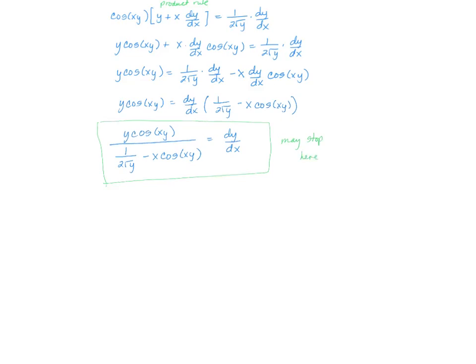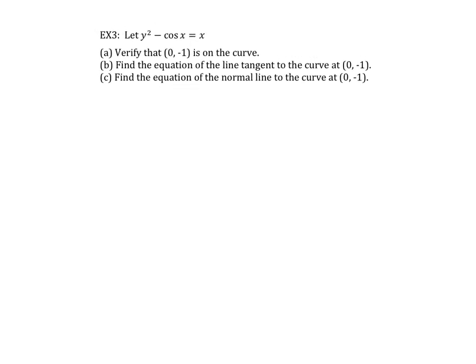All right. So let's do a few examples where we're looking at tangent lines. So I really want us to understand how to take the derivative here and apply it to finding equations of tangent lines. In example 3, we're looking at y squared minus cosine of x is equal to x. Okay, so that's not a function because of the y squared.